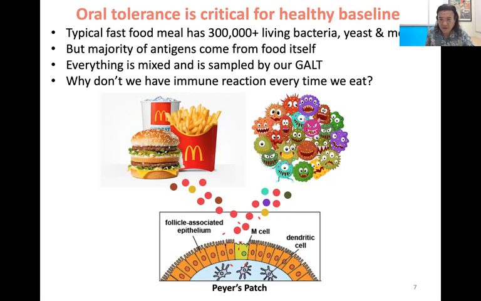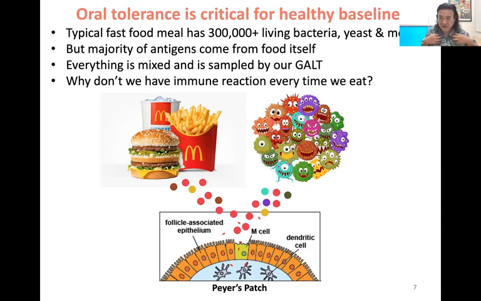Clearly, that would not be compatible with our daily lives, if after every meal we had to sit back and suffer through some sort of strong immune reaction as our immune system somehow sorts through what's really going on in there. So, oral tolerance. This word tolerance we've used before. Tolerance means your immune system knows to accept something as being okay.